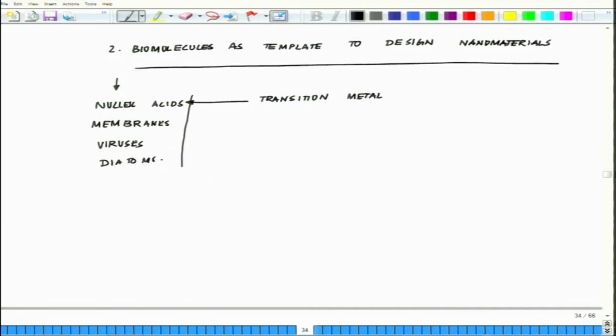Okay. So basically the whole idea is you are using a template. In this case, the template is nucleic acid. Similarly, you can use diatom as a template. So, on this template you are attracting your material which you are going to convert on this template to something like this, as I was showing in the previous example.